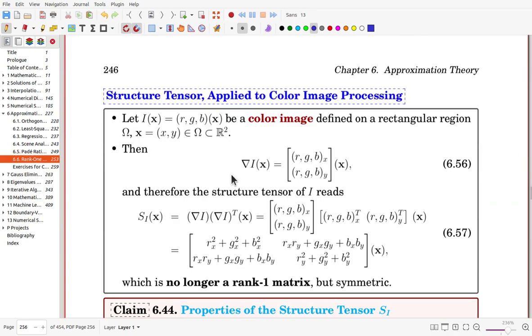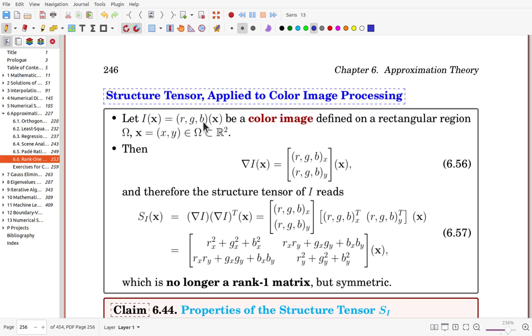Now we'll go to color image processing. A color image is a three-dimensional vector function: R component, G component, B component, red, green, blue, RGB components for each point. There is an R function value, a G function value, and a B function value. So you may consider a color image as three surfaces, RGB surfaces.